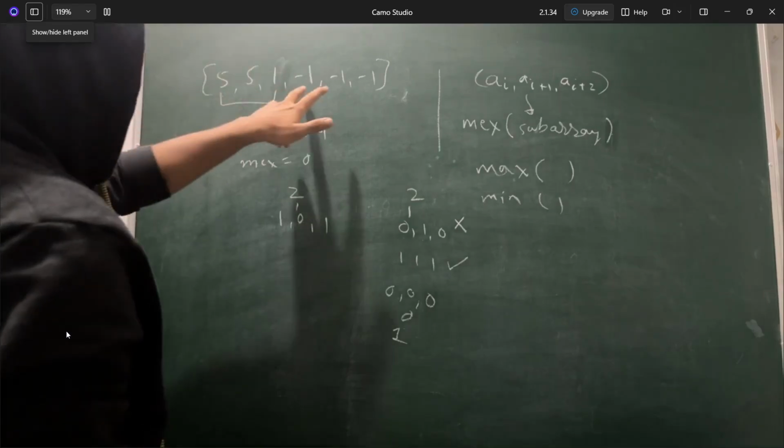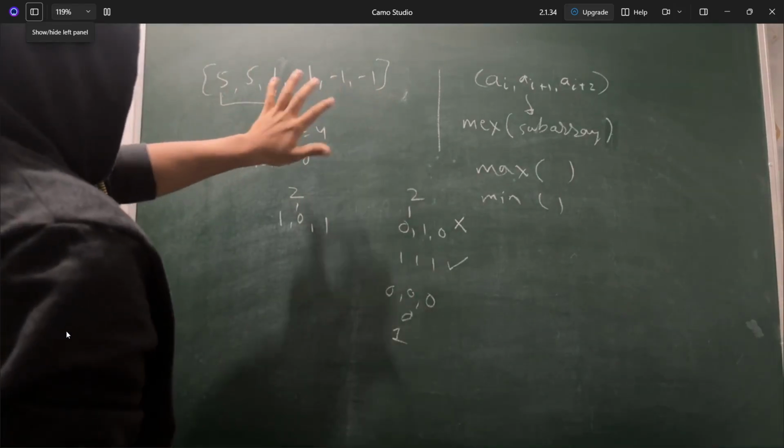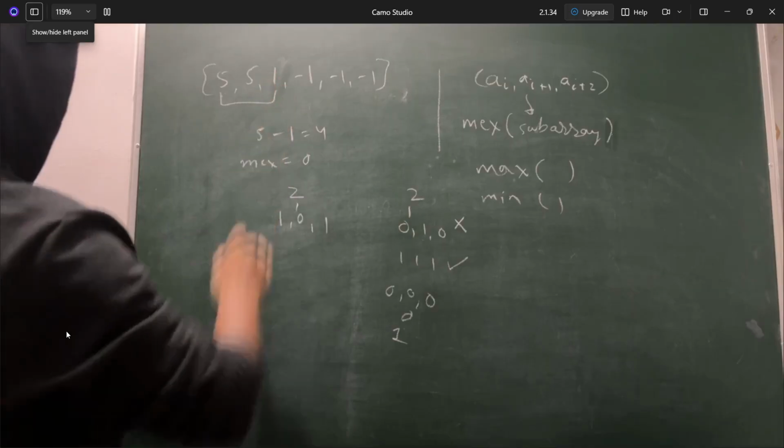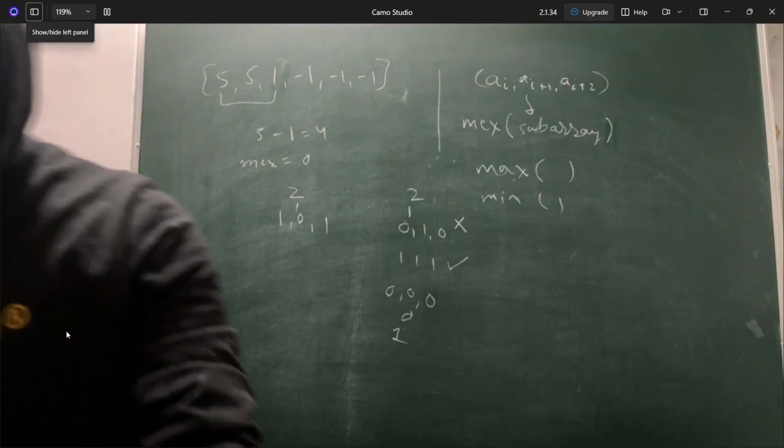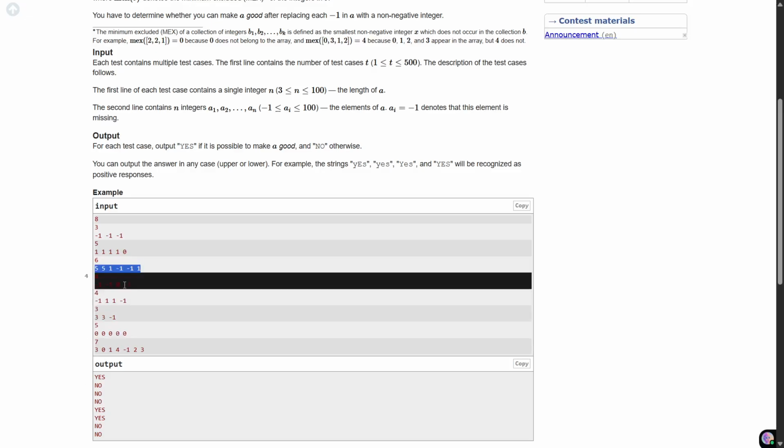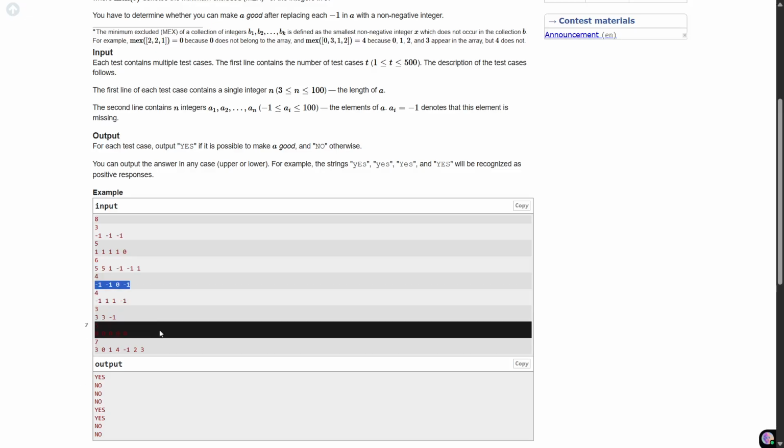So even if you try to replace anything here, it will not be valid, because the first triplet is not valid, so you will not be checking. Again, let me take another example and conclude. Now we have here minus 1, minus 1, minus 1.